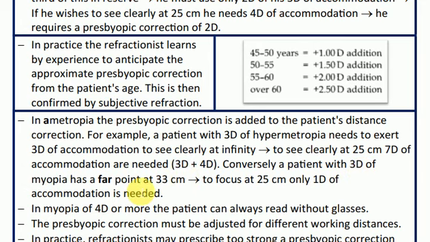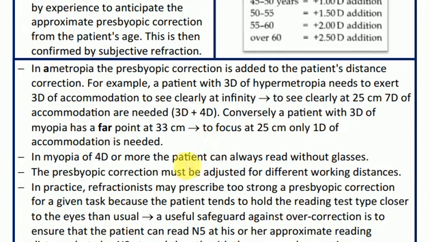so his far point is at 33 centimeter. Now to focus at 25 centimeter, he needs only 1 diopter of accommodation. So a myopic patient needs fewer diopters for near vision, while a hypermetropic patient needs more diopters than the normal emmetropic population. As we know, for 25 centimeter we need 4 diopter. So if a patient is 4 diopter myopic, he can read without glasses.